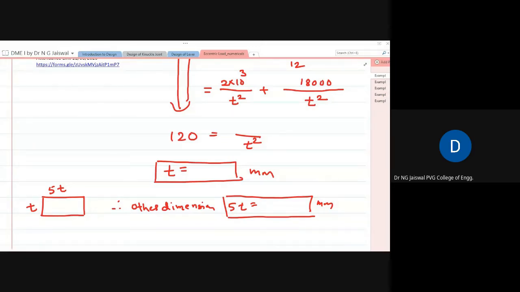Somebody has given the answer. T is 11.26 mm. Okay, it's a 65 mm other dimension, right? It means you are getting 12 point something, and then you round it up to 13, and that's why the other dimension is 65. Fairly correct, right?